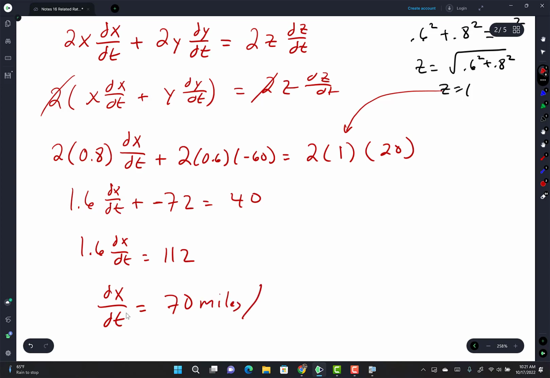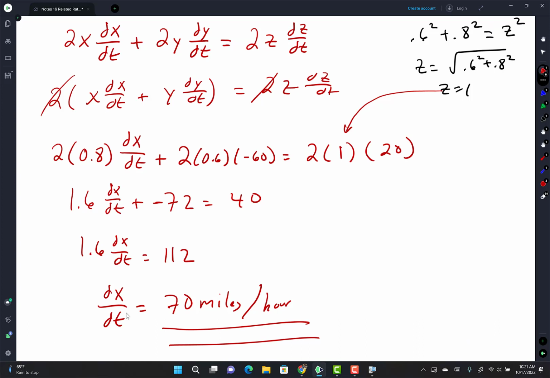Miles, put your limits, per hour. That's how fast he's going. He's going pretty fast. He's going faster than the cruiser. So the cruiser needs to pick it up. You guys don't think this is cool?